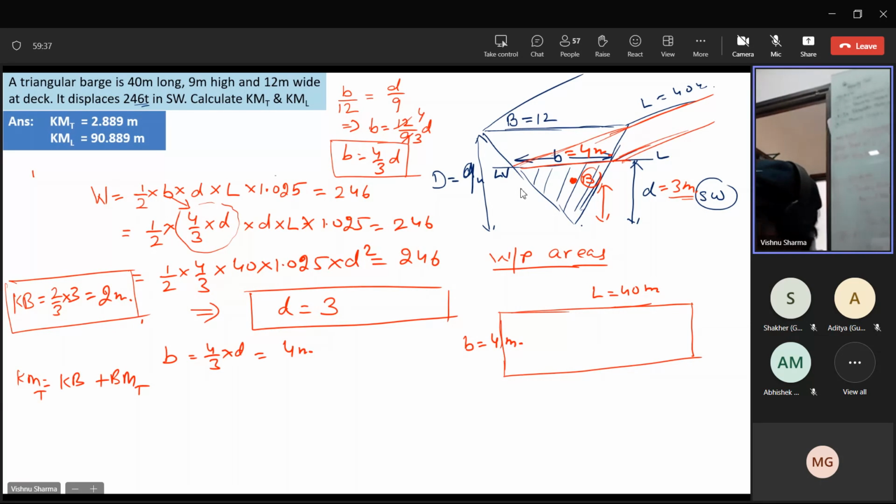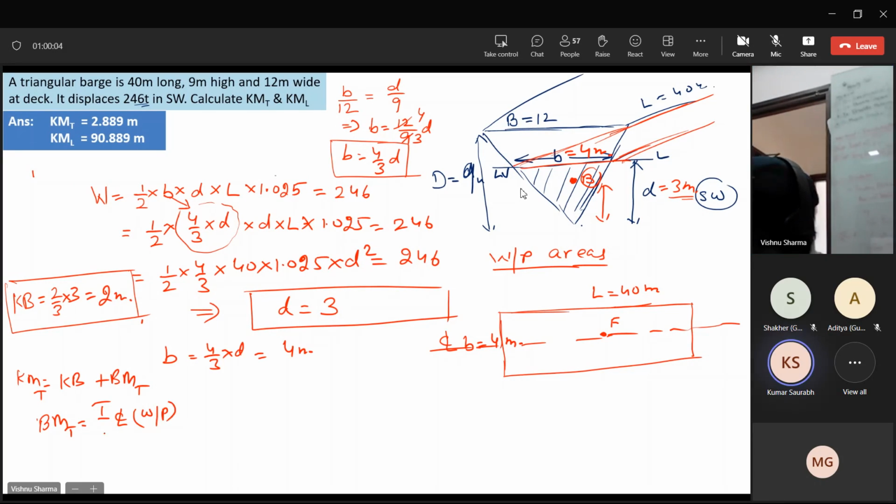Now, where will be the center of flotation in this water plane area? Center of flotation will be here. What do I need to do? I need to draw a fore and aft axis. Is it again the center line? Yes, fortunately, yes. What will be your BMT? It will be I about center line, with reference to my diagram, of the water plane divided by volume of displacement.